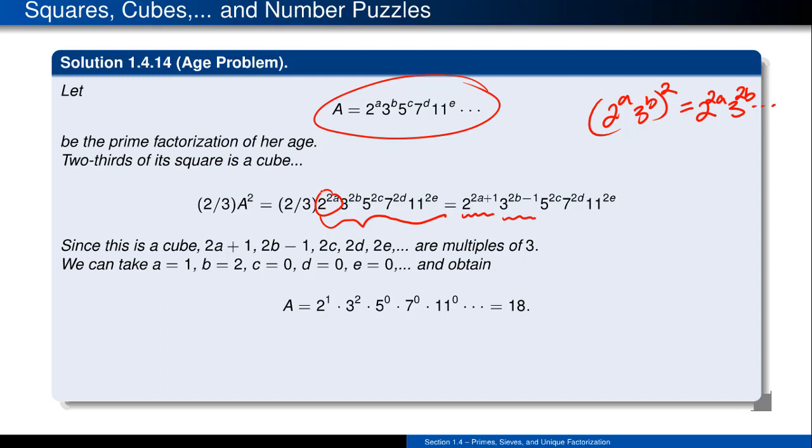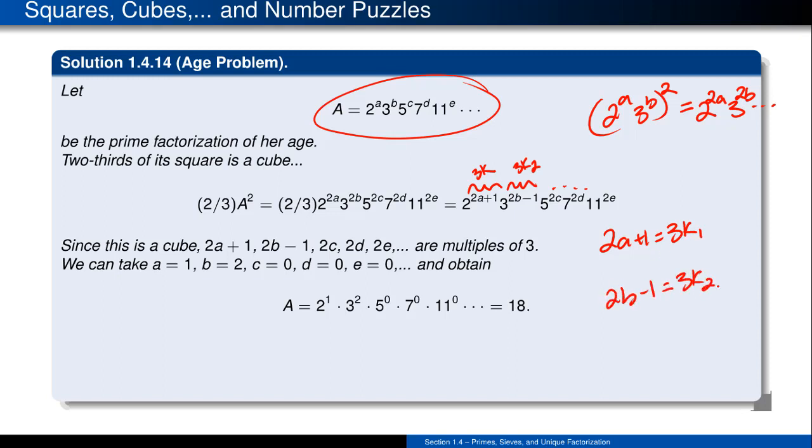Now that I know that 2/3 of this square is supposed to be a cube, I can ask, okay, what value of a makes this some multiple of 3? What value of b makes this some other possible multiple of 3? And so on and so forth. So what you can see is that to get 2a plus 1 to equal, let's say, 3k1, and to get 2b minus 1 to be equal to some 3k2, I have a couple choices for what a could be.